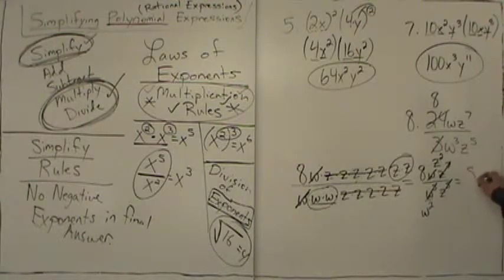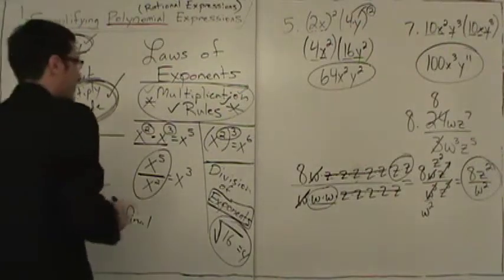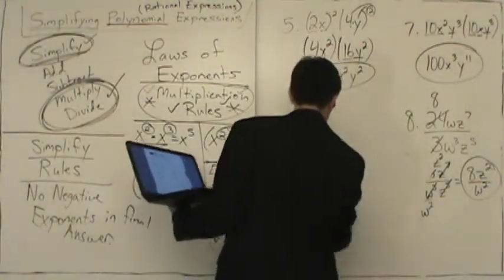So our final answer is 8z what? Squared over w squared. This is our final answer. So canceling is key here. Next problem, I'm just going to look. I have my computer up here with the problems on it.